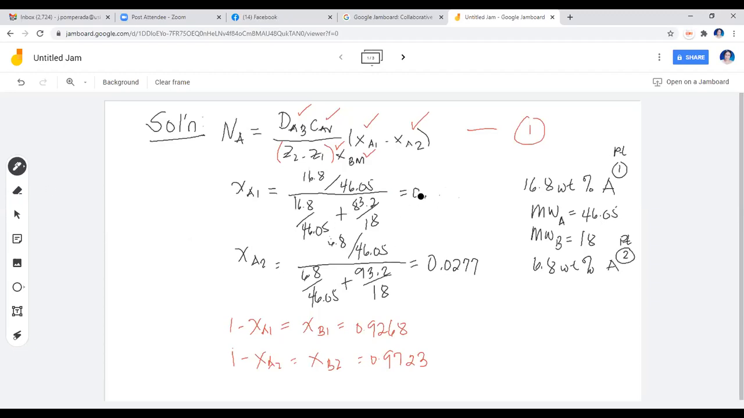So this will change. Your 16.8 divided by 46.05 plus 83.2 divided by 18. This will be your denominator. And we will multiply it again by 16.8 and divide by 46.5.